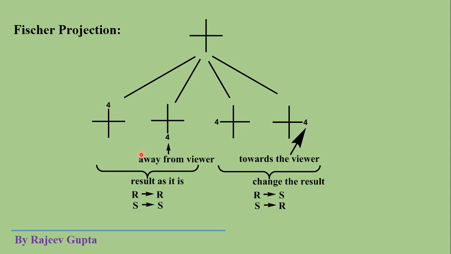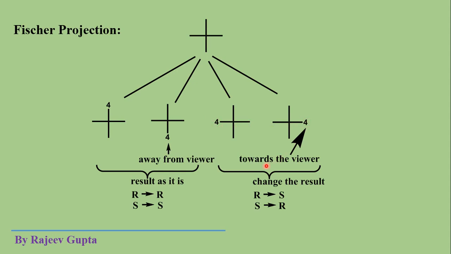If it is situated on the vertical line, which is away from the viewer, as we have seen in the Fischer projection 3D view, then if we get clockwise rotation, we get R and we put the result as it is. If we get anti-clockwise rotation, then we get S and we put the result as S as it is.